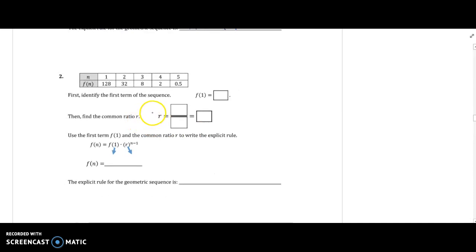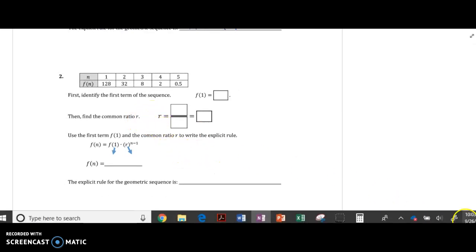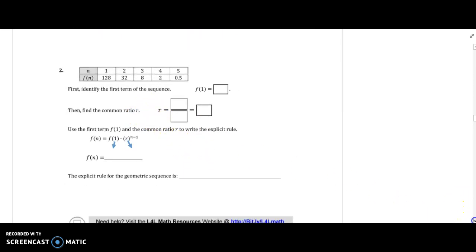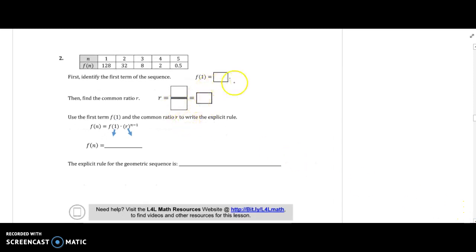Next one. Pause the video. You try this one out. I think you're going to be able to do it. So hopefully you paused the video. What'd you get for f of 1? 128, right? And then the next one, the common ratio, I'm going to divide 32 divided by 128. Which ends up being either a fraction or a decimal, and we can keep it either way.